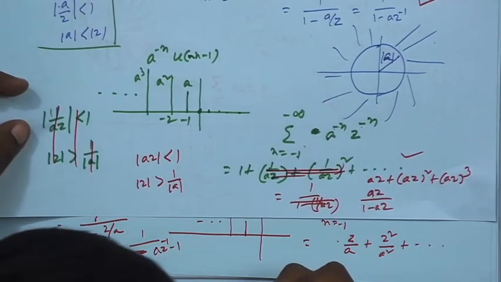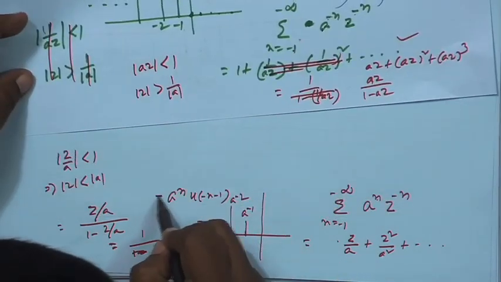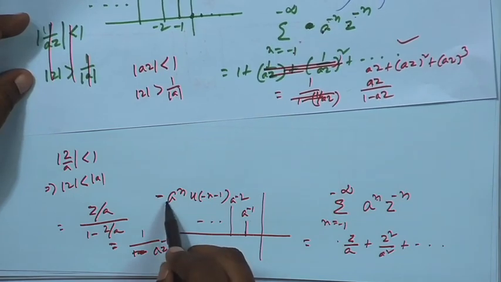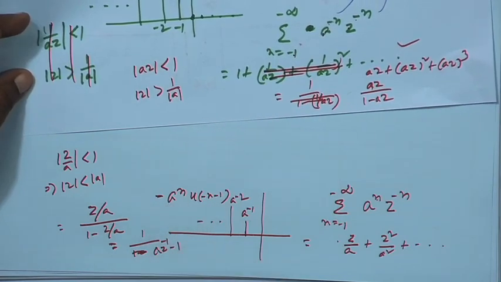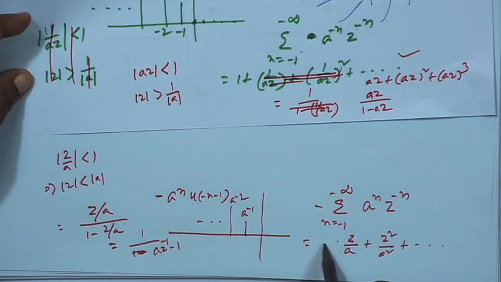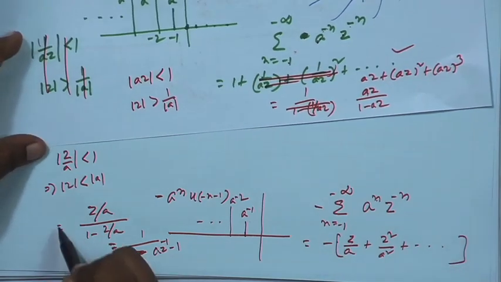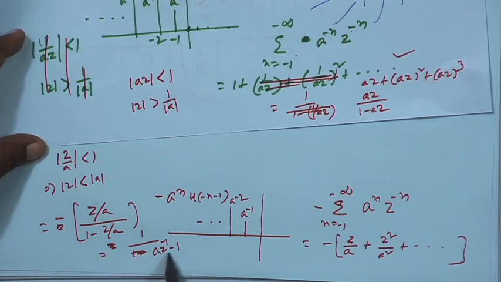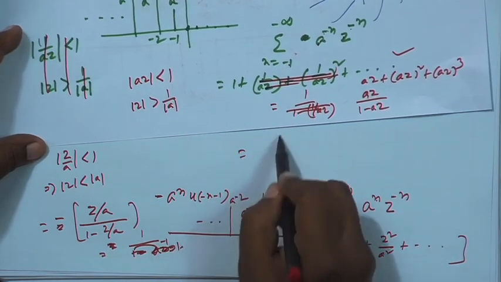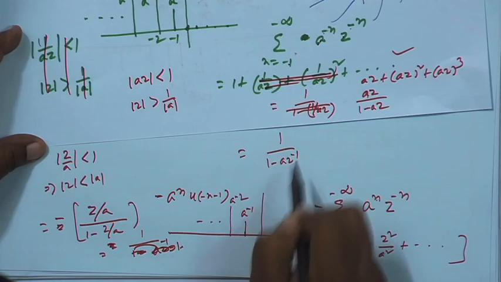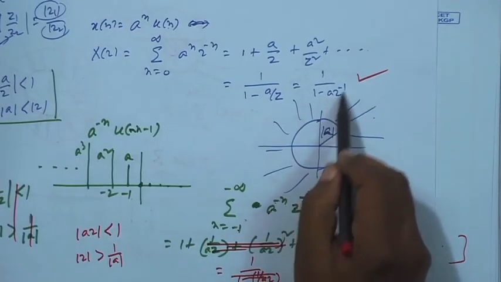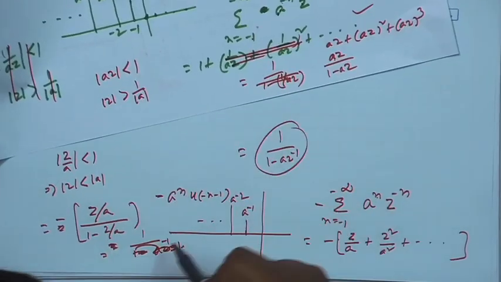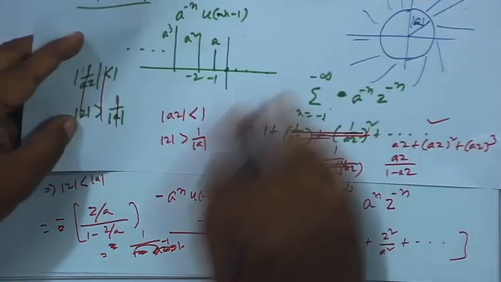Okay. So, if I further make a change, if I put a minus here, if the sequence is minus a to the power n u of minus n minus 1, there will be a minus sign here, and if you put the minus sign inside, it will be the same expression as this. So, the same expression, but two different sequences.